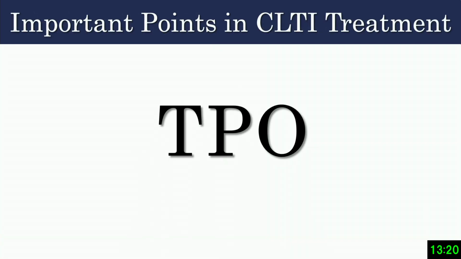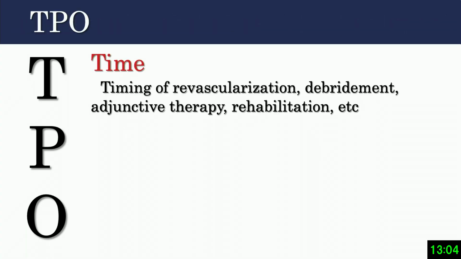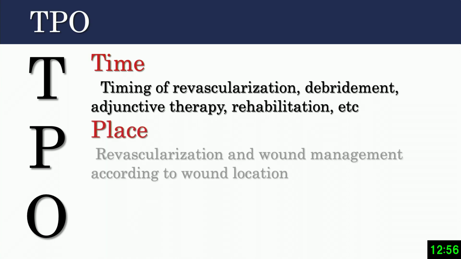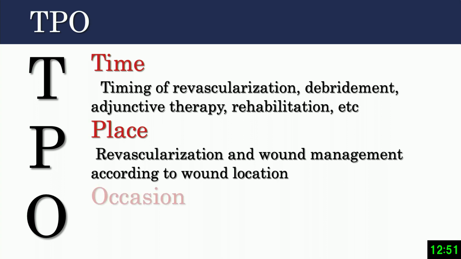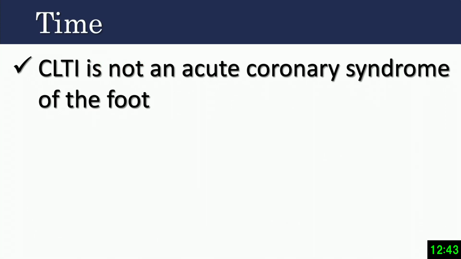So I'd like to talk about the important points of CLTI treatment from now on. I would tell TPO. T as time. The time is the timing of revascularization, debridement, adjunctive therapy, rehabilitation, etc. P as place: revascularization and wound management according to wound location. O is occasion: goal setting based on the patient background and wishes. So I will tell one by one.